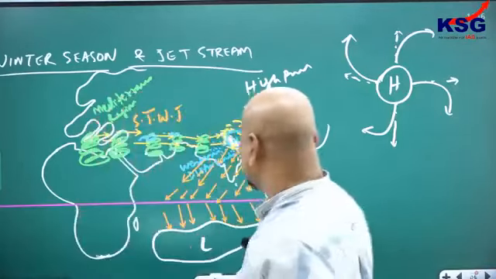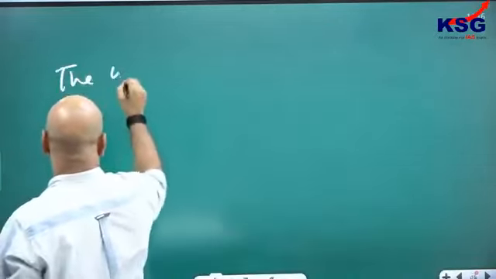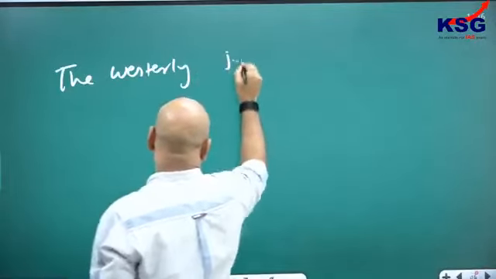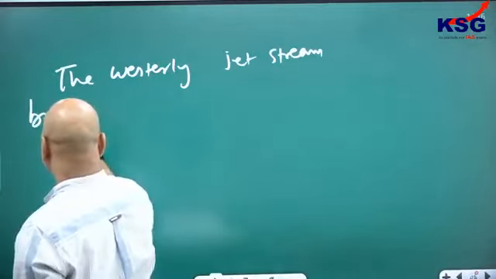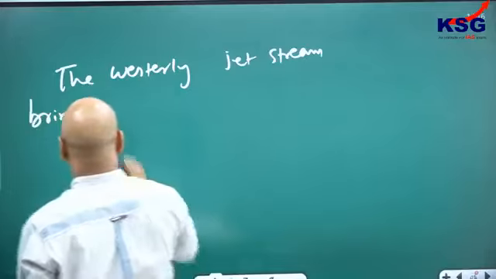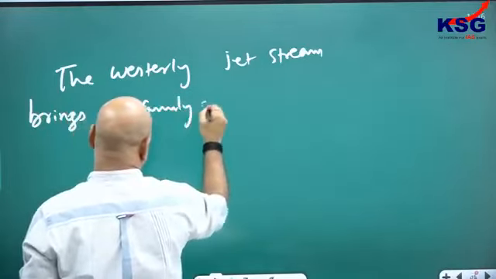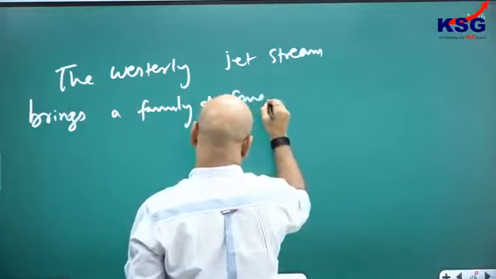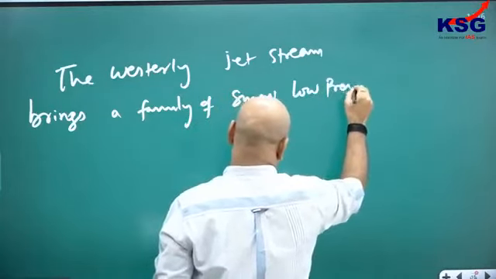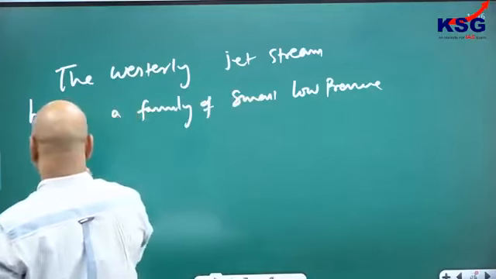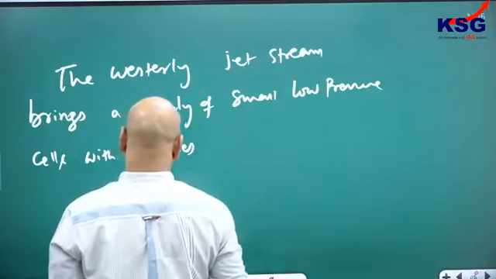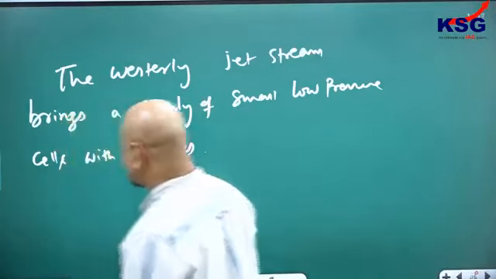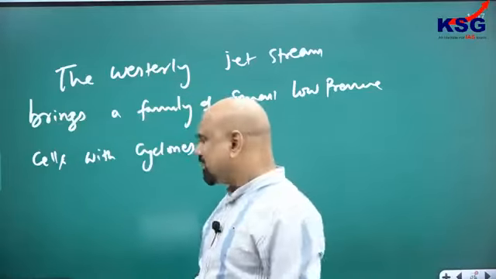Known as western disturbances. Okay, again I am saying, you can note down here, the westerly jet stream brings a family of small low pressure cells with cyclones. Low pressure cells with cyclones, not one, not two, many come along with the wave cyclones.